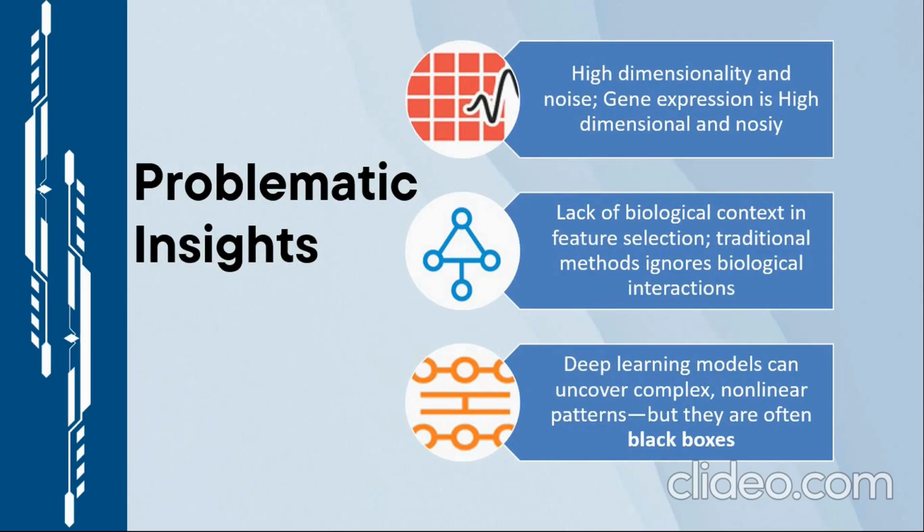Problem insight. But before we can solve the problem, we have to face the reality. In cancer, gene expression data is a double-edged sword. It's full of incredible potential, but it's high-dimensional and noisy. Thousands of signals mixed with noise, hiding the truth we are looking for. Worse, most traditional methods look at the numbers, but ignore the story behind them. They miss the biological context, the way genes actually interact inside the human body.